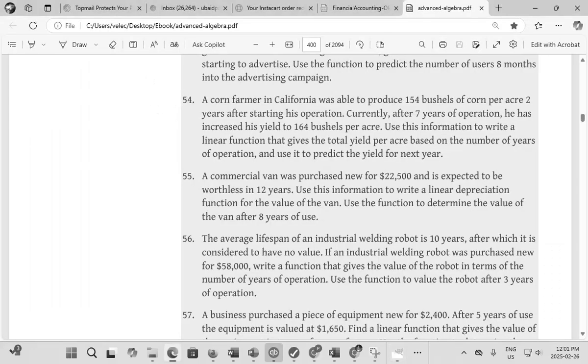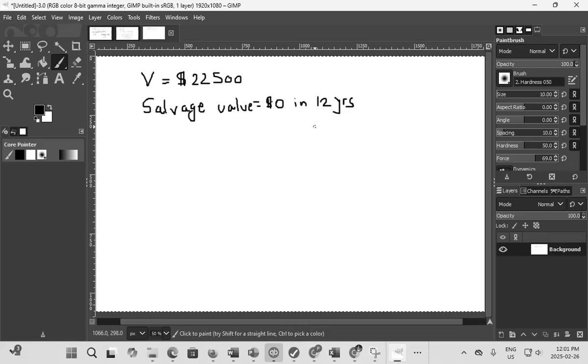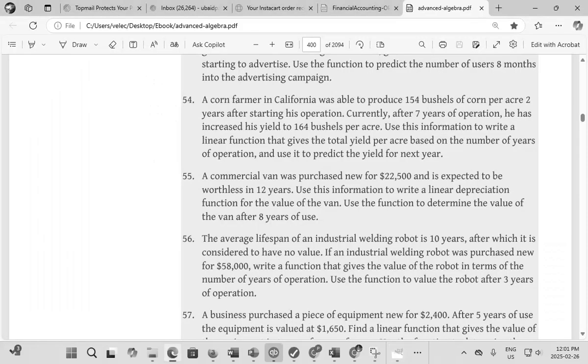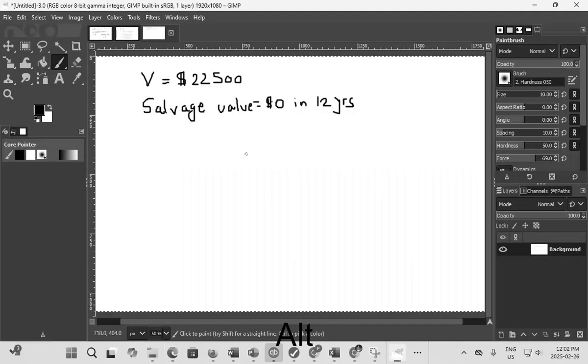All right, so next up, use the function to figure out the value of the van after 8 years of use. So first of all, we need to figure out an equation to represent depreciation. So we know that this van will be worthless in 12 years. So we know that 22,500 equals 12x.